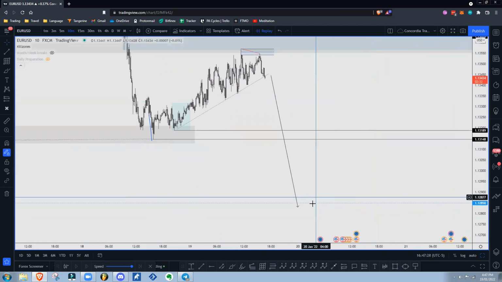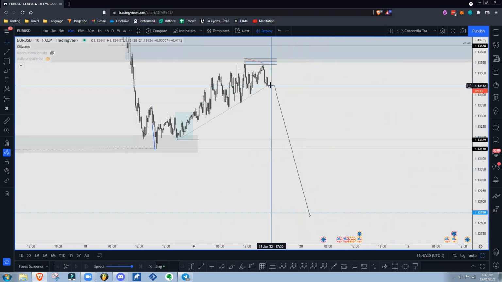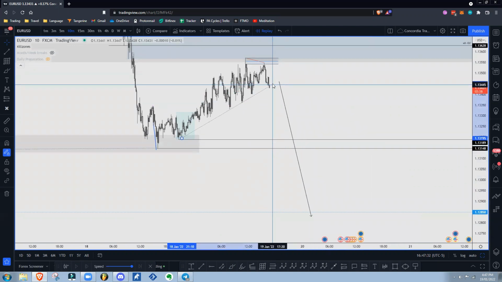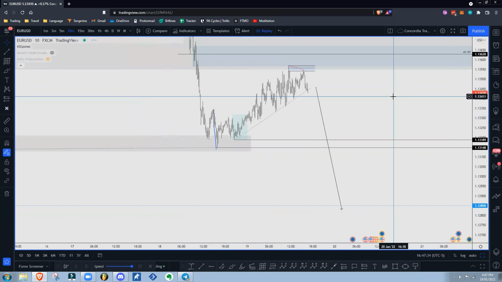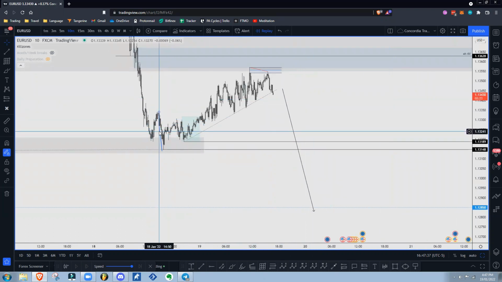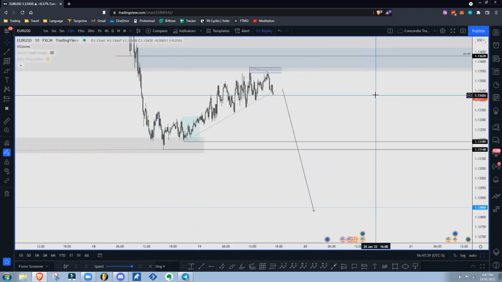So we'll see what happens, guys. But that's going to be my target for Thursday, and potentially into Friday. However, we should make a low on Thursday, low of the week. So yeah, that's all I wanted to say, guys.